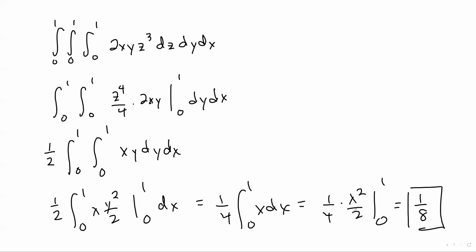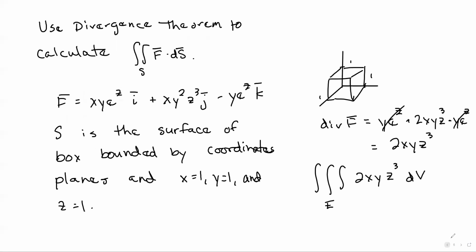That's the answer. All right, and so that's how you can go through and use the divergence theorem to calculate f dot ds. Calculate the divergence, and then just do the triple integral across the object with the divergence as your function inside of here. Let's go through and do another one so you can see it a second time.